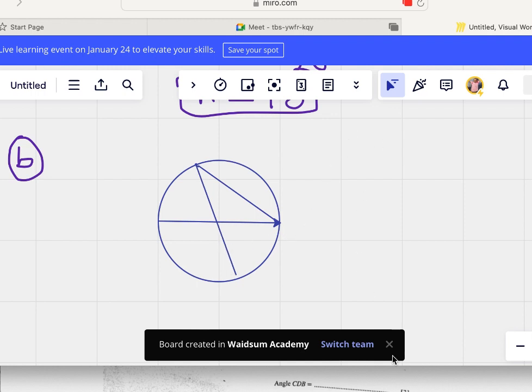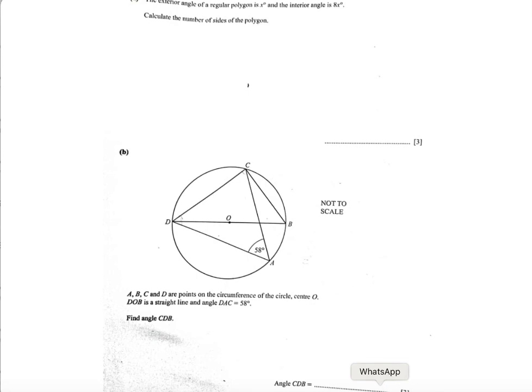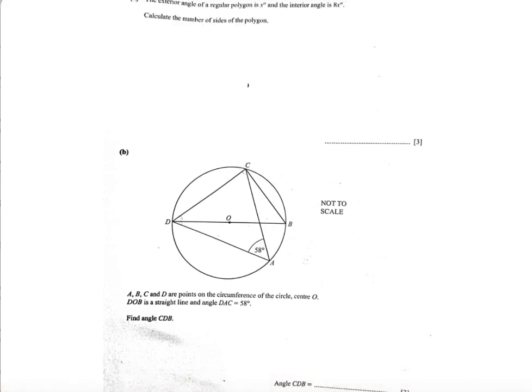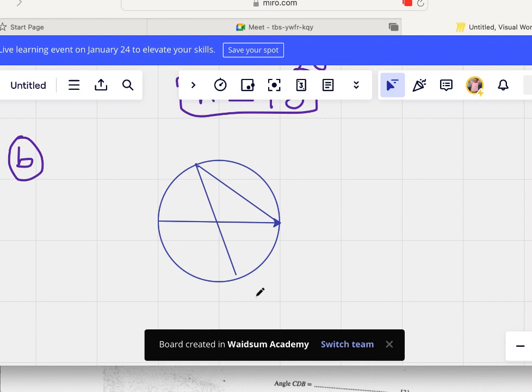What we drew, is it correct? D, A, B. Oh, okay. We did draw the diameter. I think we go back, right? We draw a diameter first before we do this. Okay, D, B, C. Yeah, this could be our diameter. We join a line from D and C.